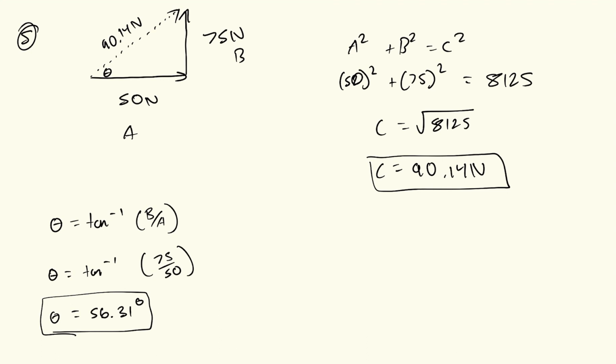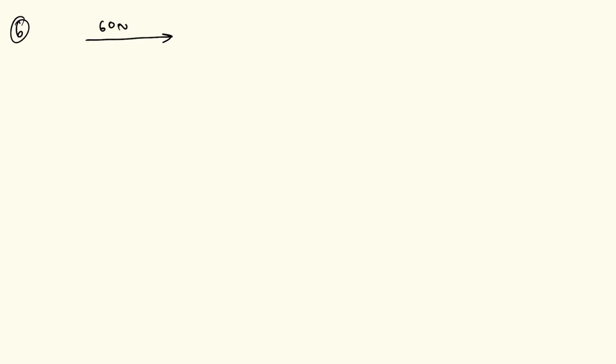And that's the properties of the resultant sum vector. It's 90.14 newtons at 56.31 degrees above the horizontal planar field. Let's try the next problem. We have a vector going 60 newtons east, followed by a vector going 40 newtons south.